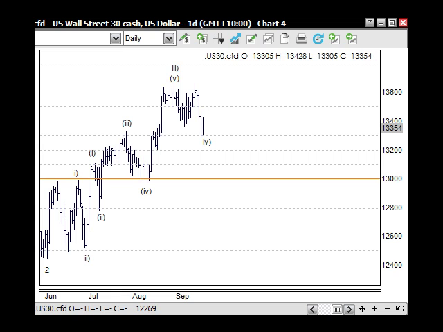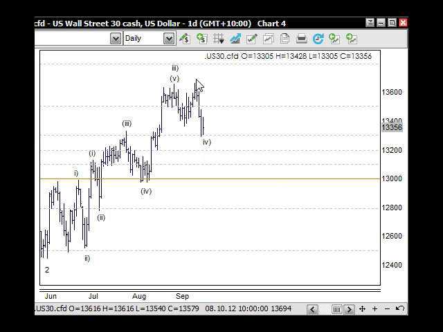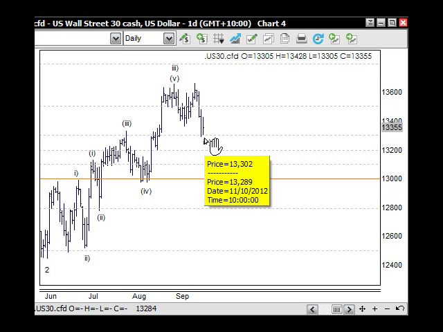Welcome to the Trading Lounge and the Day Ahead Report, and here we're looking at the US 30 on a daily chart. We're looking for this A, B and C correction through here, and this particular move down through here is the wave C. We're looking for 5 waves in that.